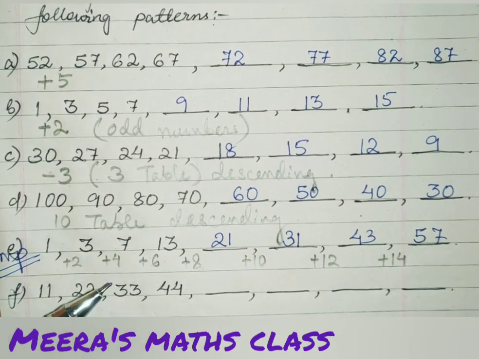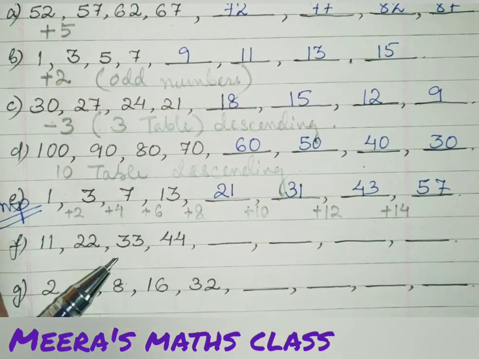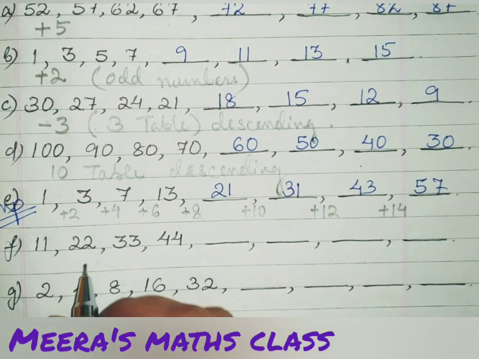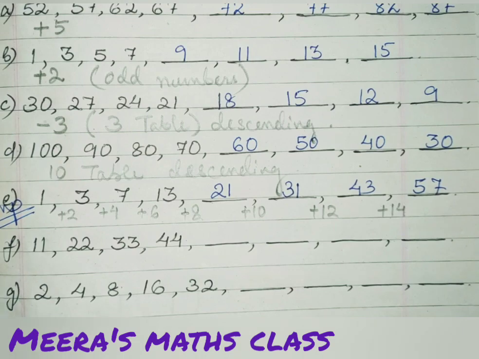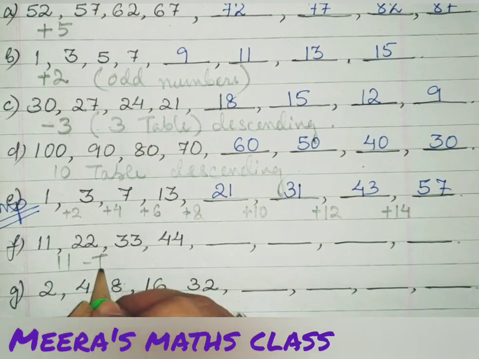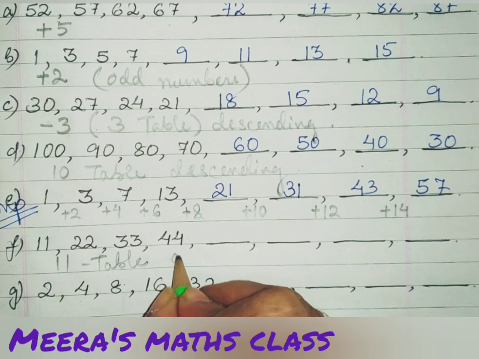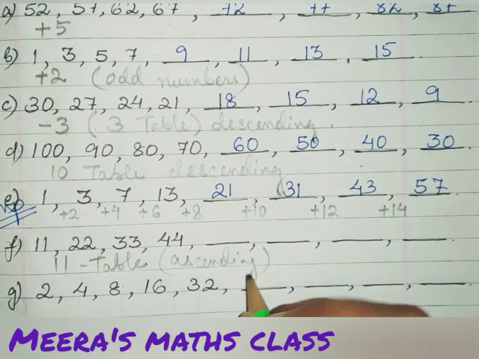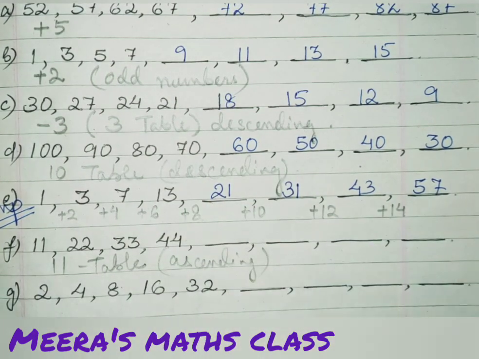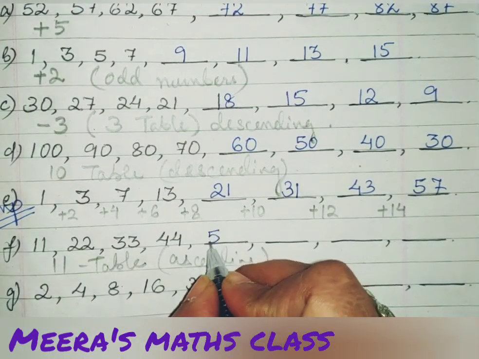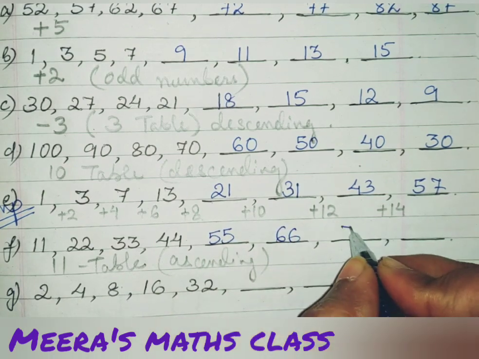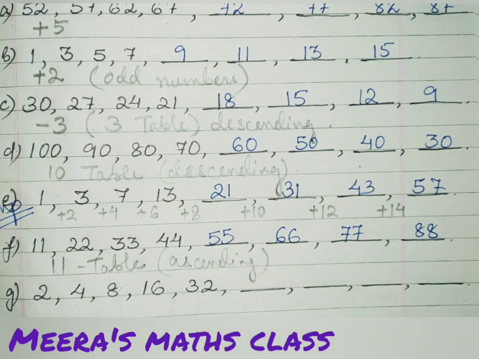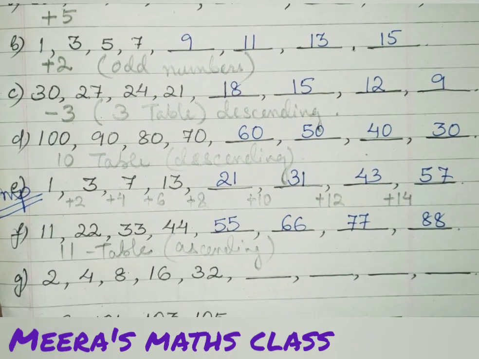What is F number? Let's see. 11, plus 11, 22, 33, 44. So here also you can see that this is the 11 table, but in ascending order. Okay. So after 44 what will you get? 55, 66, 77, then 88. Let's move to number G.